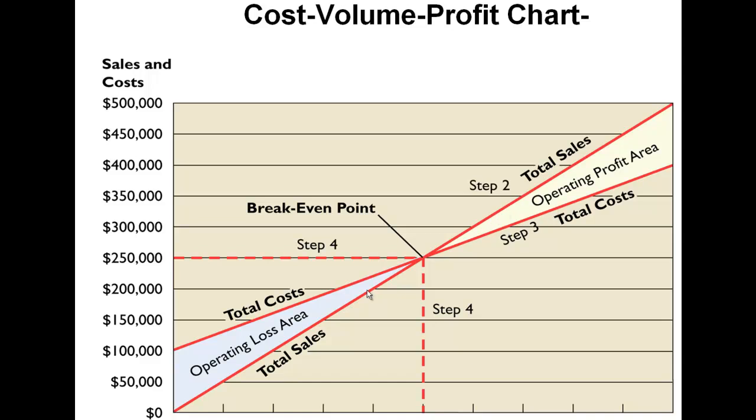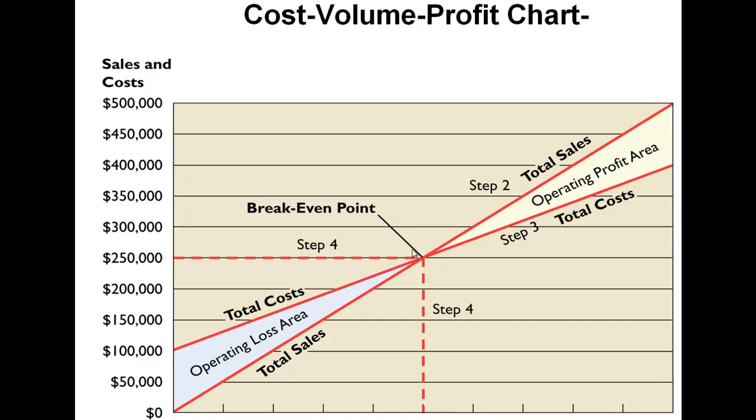So along the bottom here it says 1,000, 2,000, 3,000, 4,000, 5,000. These are the units of sales down here at the bottom, and over to the left, on the y-axis, we have the sales and costs. So here's the sales, this red line, and the total cost is this red line coming down.